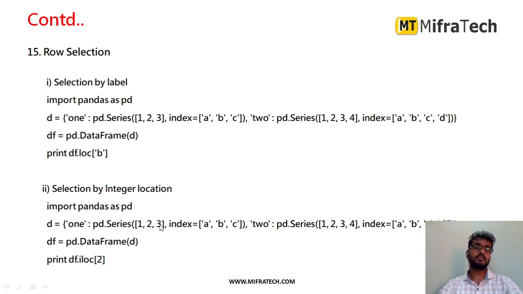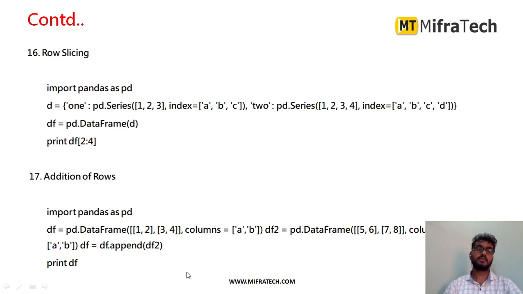So how to do that by passing an integer location? In the similar example, instead of loc, we use this command, print df.iloc, that is integer location. The loc means just a location by using a label. iloc means integer location by passing an integer value. If we mention 2, the indexing goes 0, 1, 2. So the third row's values, the value at that particular position, we can get by using the df.iloc command.